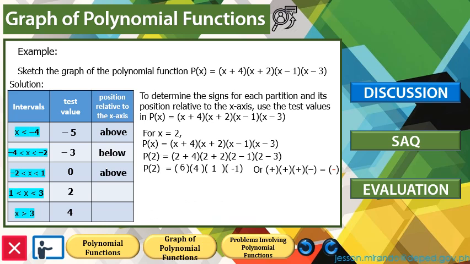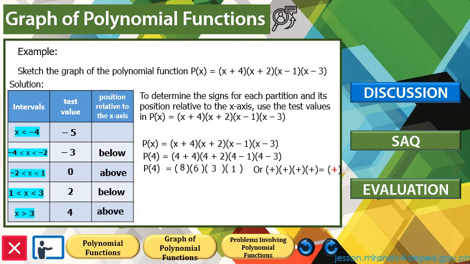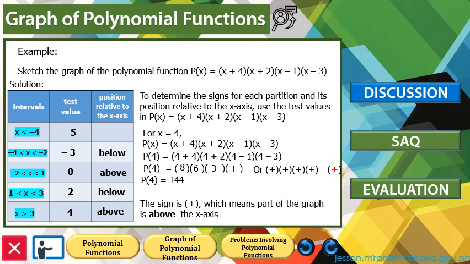For the test value of the next interval, x equals 2, p of 2 equals -24. The sign is negative, which means part of the graph is below the x-axis. For the last interval we have x equals 4. Therefore, p of 4 equals 144. The sign is positive, which means part of the graph is above the x-axis.